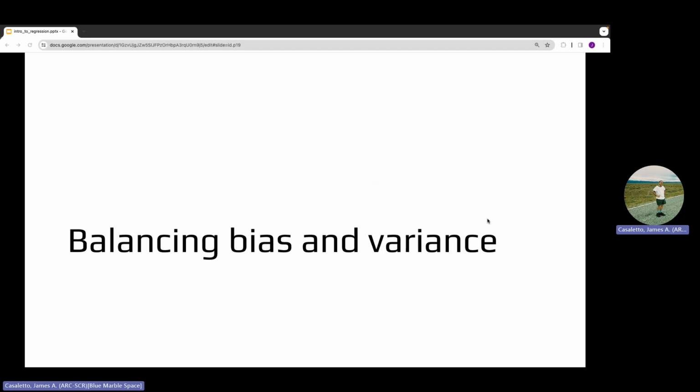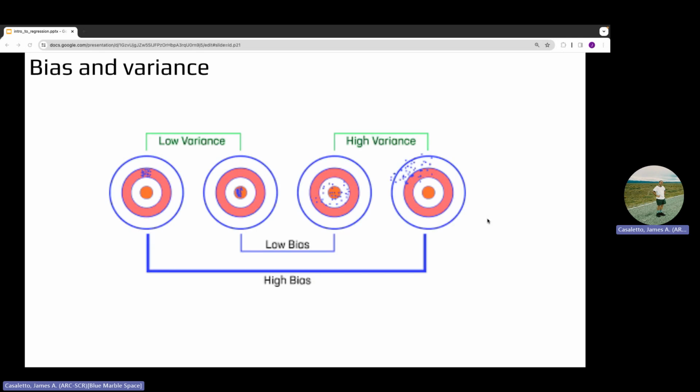In this section, we discuss the concept of bias and variance and how to balance them in regression modeling. Bias and variance are terms used in statistics to capture prediction error and model variation. This slide shows a set of 4 targets to portray high and low bias and variance. Take the first target on the left.